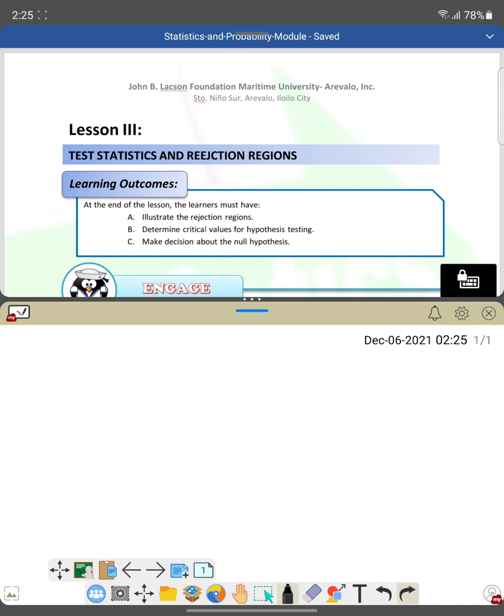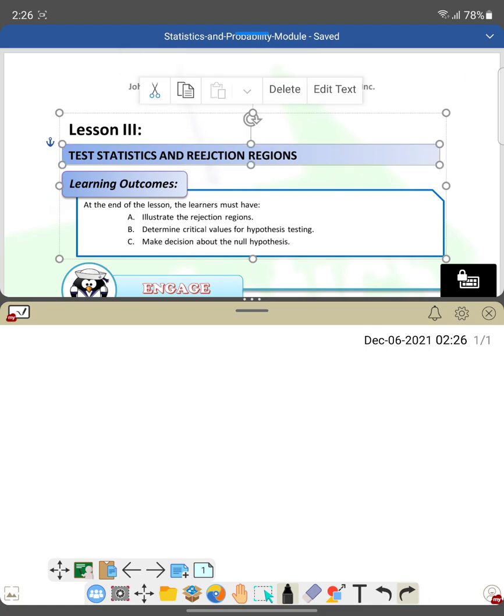Now, at the end of the lesson you must be able to: A, illustrate rejection regions; B, determine critical values for hypothesis testing; and C, make a decision about the null hypothesis. So let us see if we will be able to.